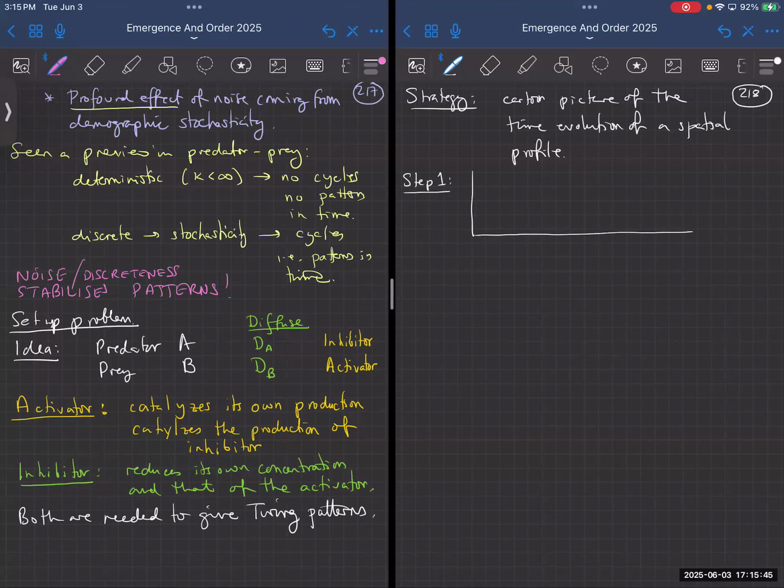I'm going to assume, say I'm looking at B as a function of space. The X now is the horizontal axis of space. So I've got some distribution that looks something like this. That's what it looks like at time t equals 0, and this is B. This is the activator I'm drawing here.